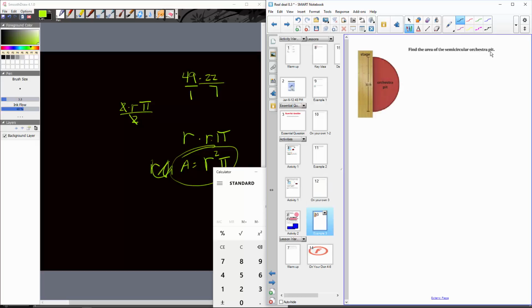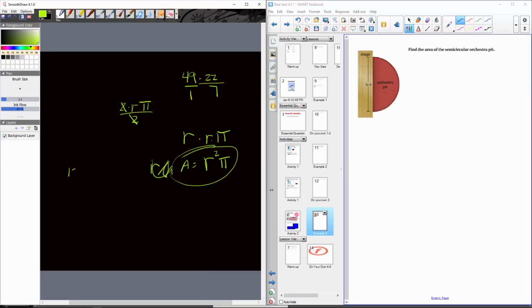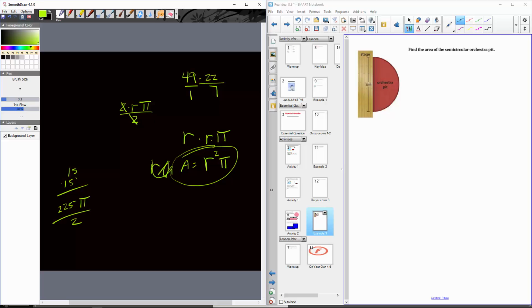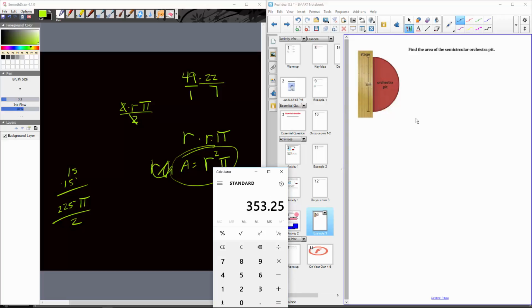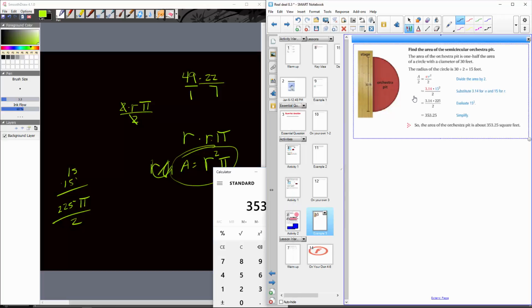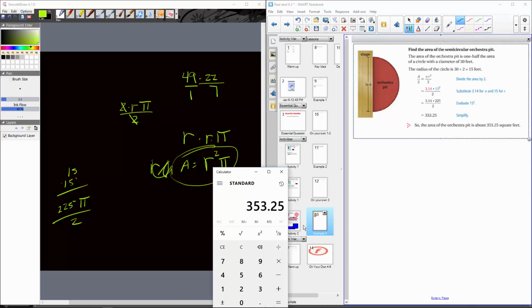And find the area of the semicircle in the orchestra pit. So I want to find this area. Well, I know the whole diameter is 30. So if I take 15, half of it, right? I take 15 times 15, so that's 225. I'm going to take that times pi, but I also want to divide it by 2 because it's only half of a circle, right? So divided by 2. So I don't know what this is. Let's look at it. So let's take 225 times 3.14 divided by 2. And that equals about 353. And there we go, 353.25.